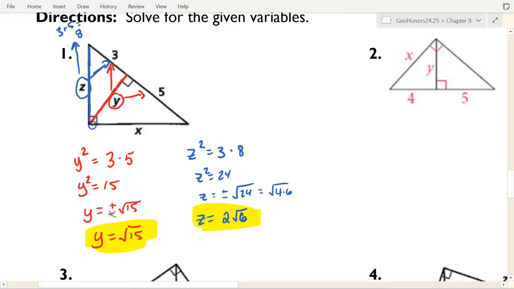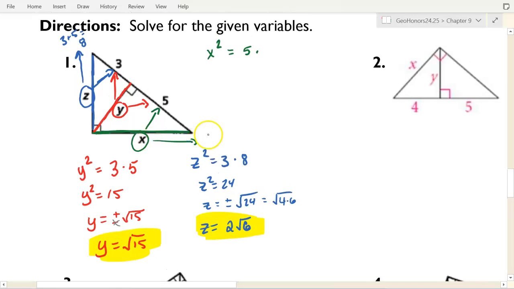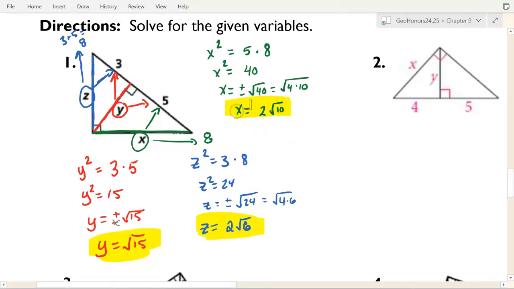And then last but not least, I can perform the same sort of operation on my x. My x squared is going to be equal to my 5 times the other side, which is the entire length of the hypotenuse again, and that is 8. So my x squared is equal to 40. My x is equal to positive or negative square root of 40. I'm going to reject the negative. That's the same as the square root of 4 times 10, or my x being equal to 2 square roots of 10. I've been able to solve for all 3 variables.